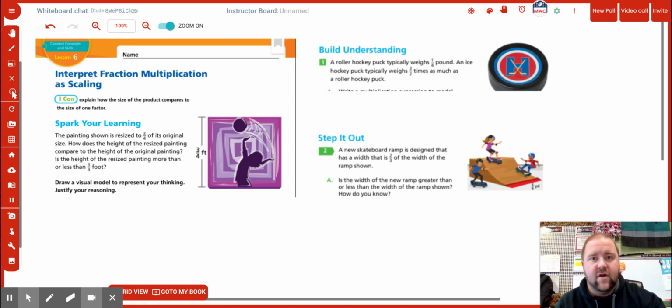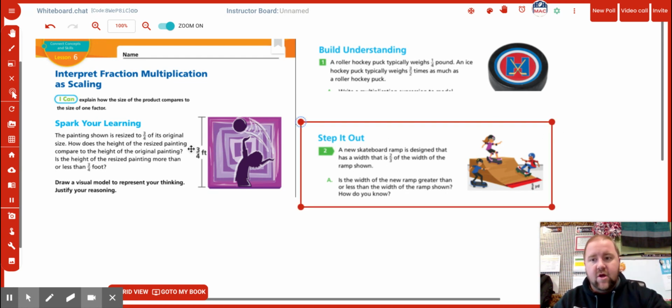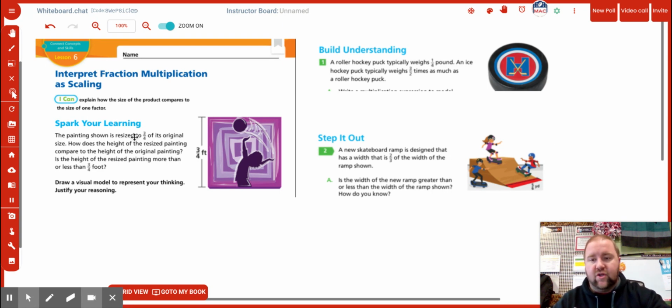of one factor. When we talk about factors, we're talking about the numbers we're multiplying, right? And the product is the answer to the multiplication problem. This one says the painting shown is resized to 3/4 of its original size. How does the height of the resized painting compare to the height of the original painting? Is the height of the resized painting more than or less than 3/4 foot?